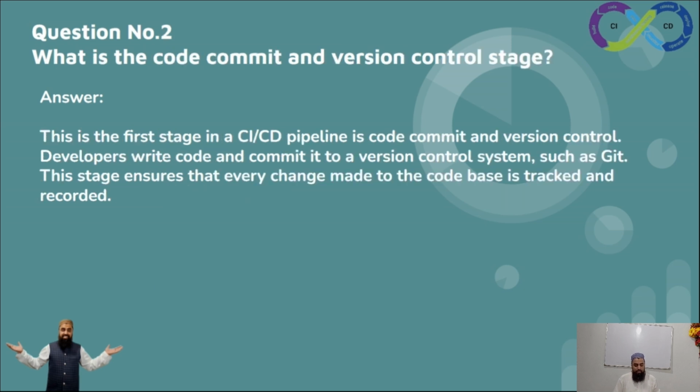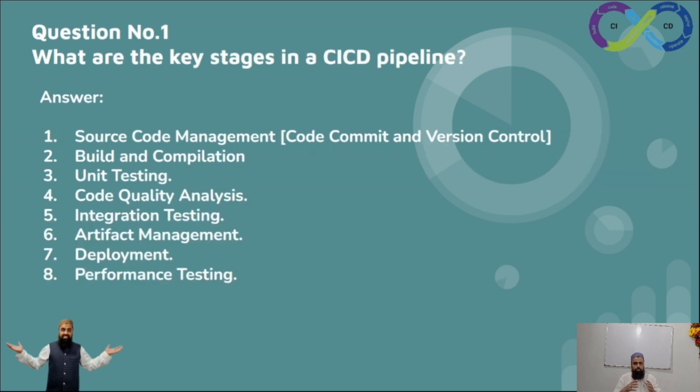Question number 2. What is code commit and version control stage? Now, these can be 8 different questions. Guys, these are actually the stages of a CI/CD pipeline. So you can expect these 8 separate questions. What is source code management? What is build stage? What is the difference between unit testing and regression testing? Or what is the difference between unit testing and integration testing or end-to-end testing? And what are artifact repositories? So these can be different separate questions.